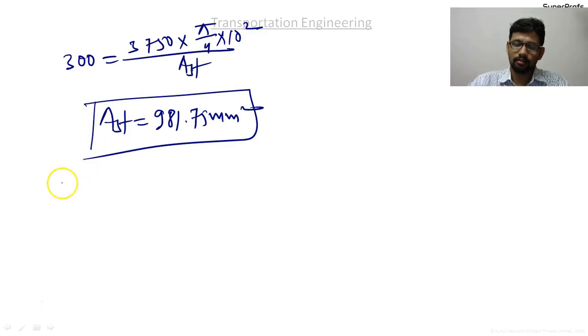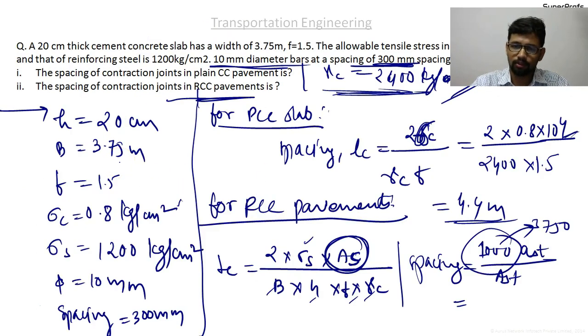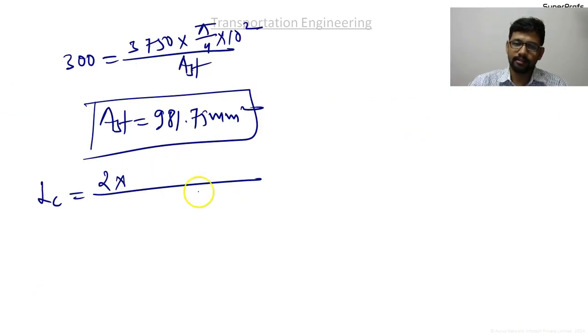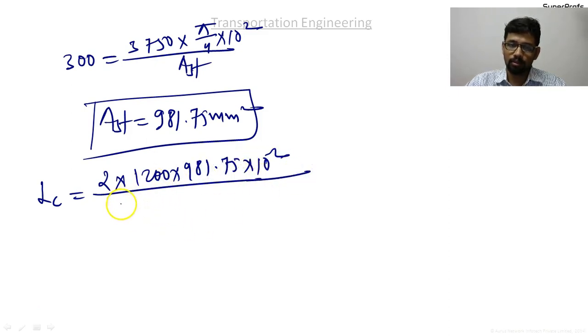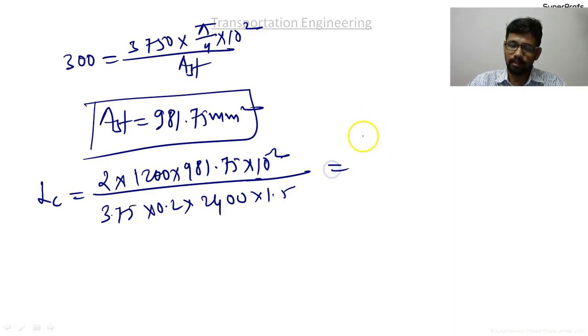and therefore the spacing of contraction joint will be given by 2 into, just substitute all the values over here in this LC formula. That straight away comes out to be 2 into 1200 into 981.75 into 10 to the power minus 2 upon 3.75 into 0.2 into 2400 into 1.5. That is equal to 8.73 meters center to center.